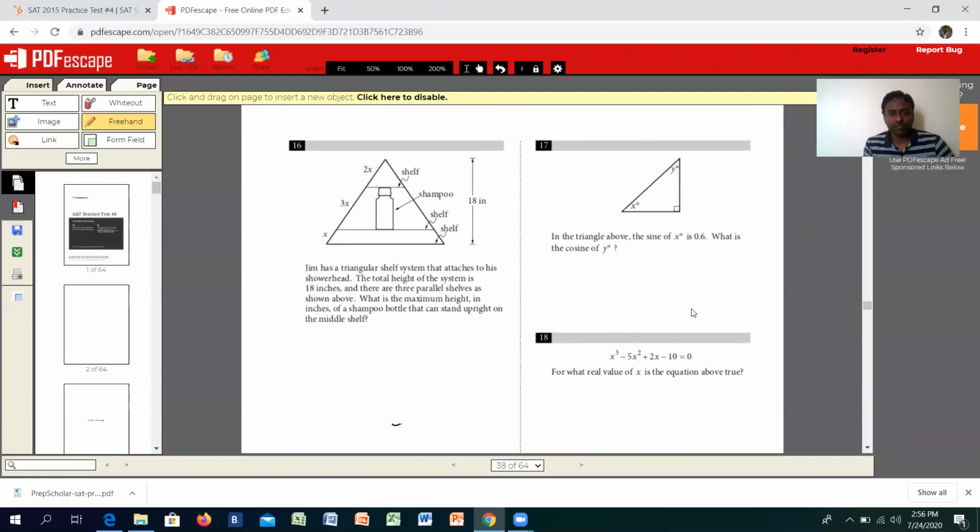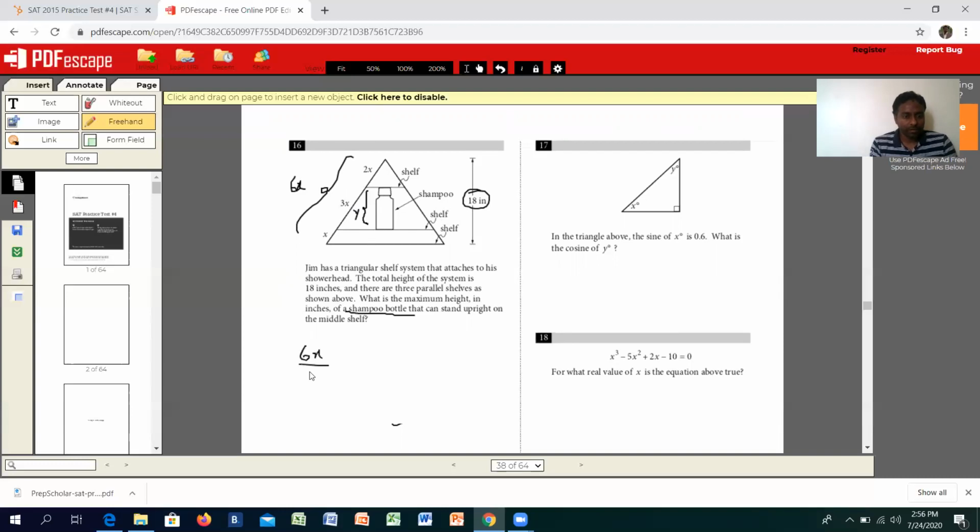Moving on to the next set of questions that we have, 16. A triangle is given with proportional heights. We need to work it out. What is the maximum height in inches of a shampoo bottle? We need to work it out, so let's just call it y. They are given in proportion, so the total can be taken as 6x, whereas this is given as 18 inches. When they are proportional, the middle range, this is the mid value, that is the thing which we have to work out.